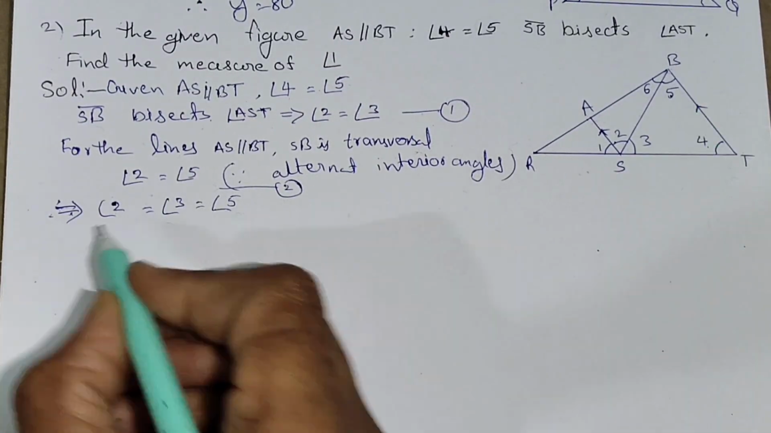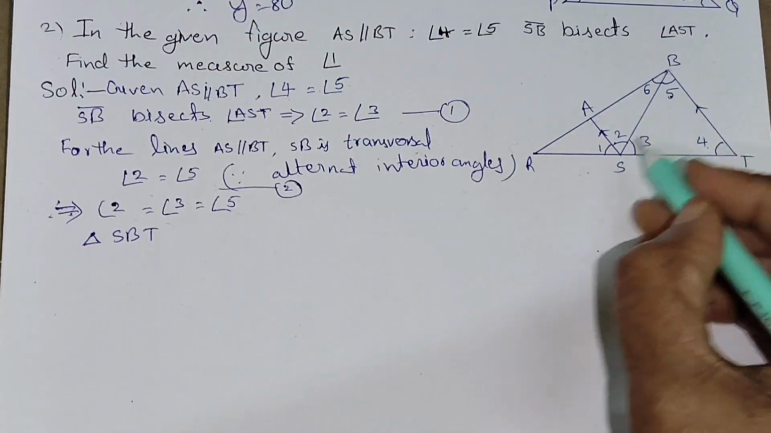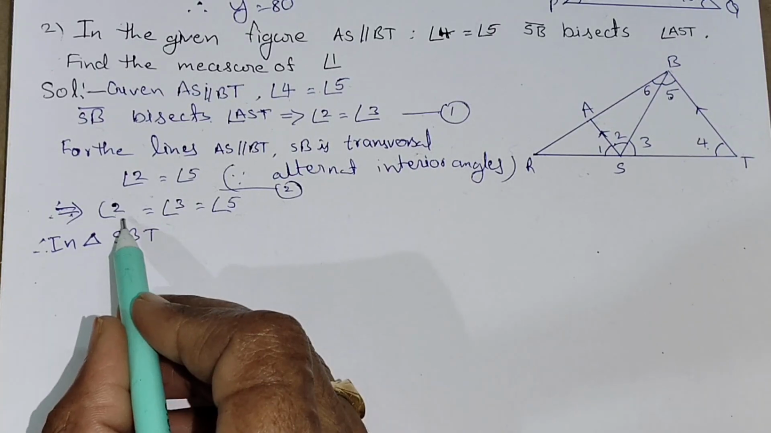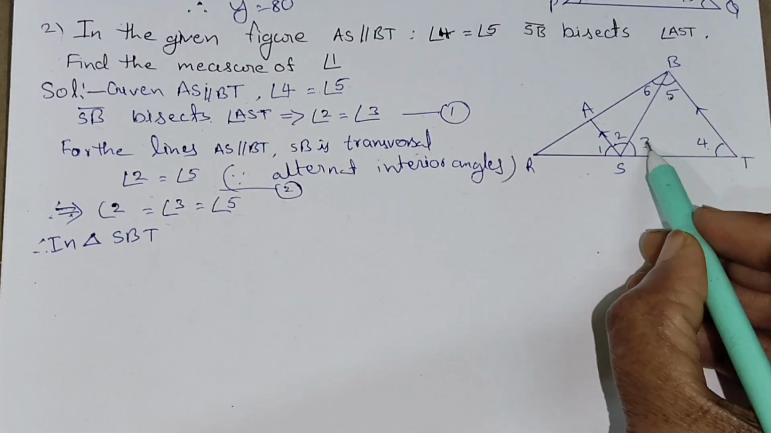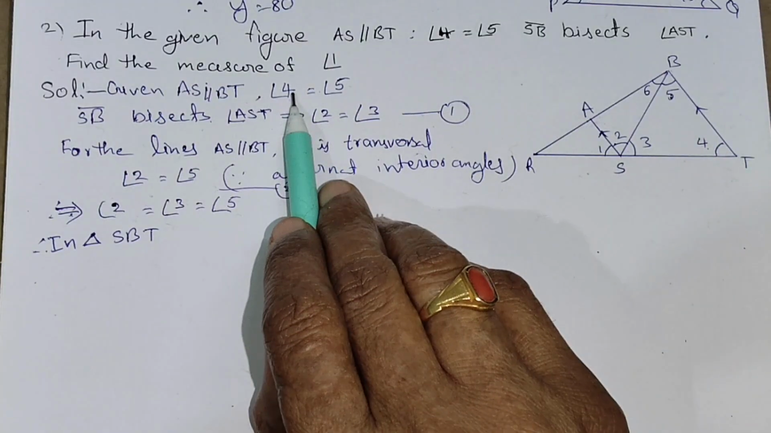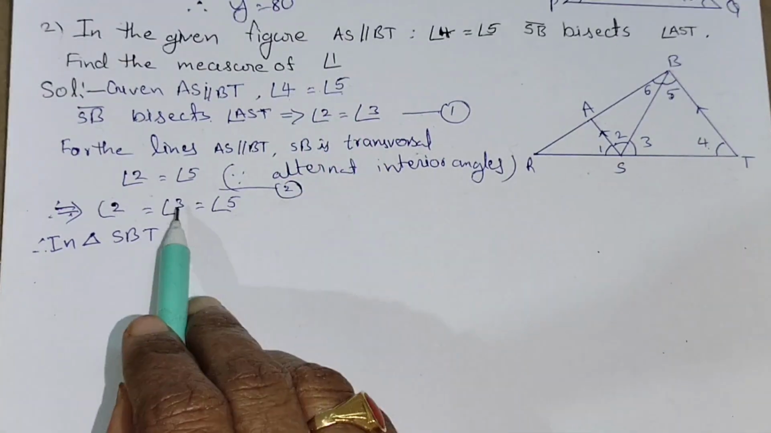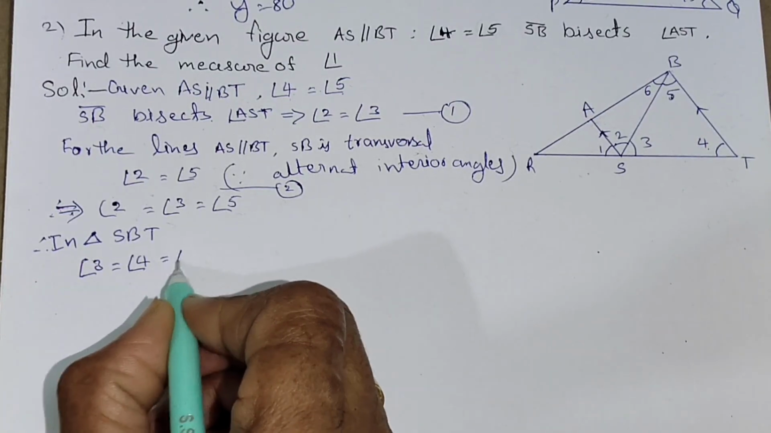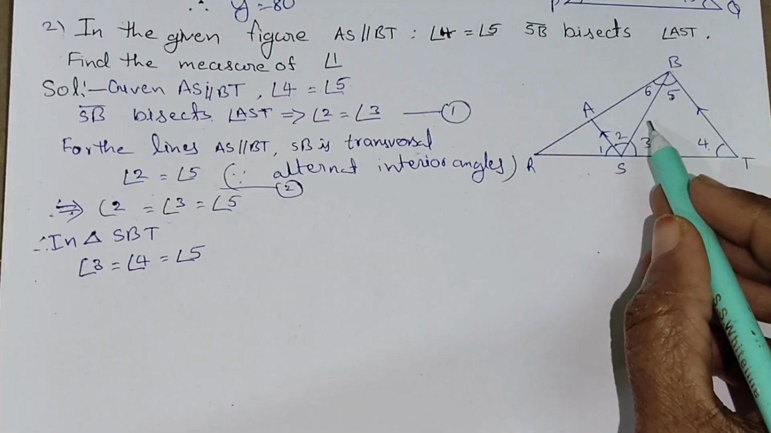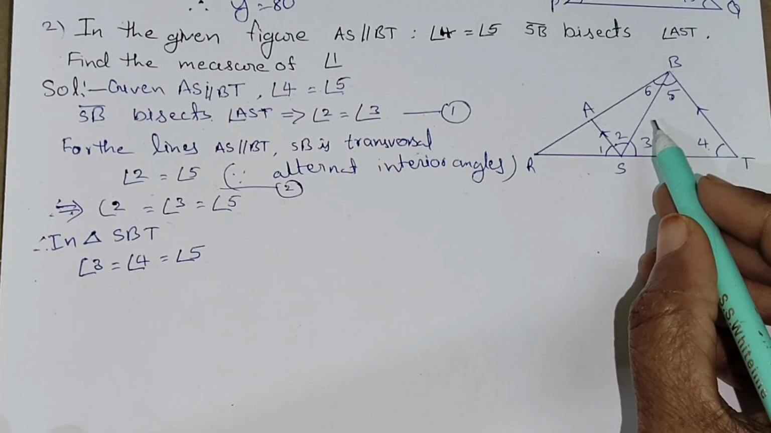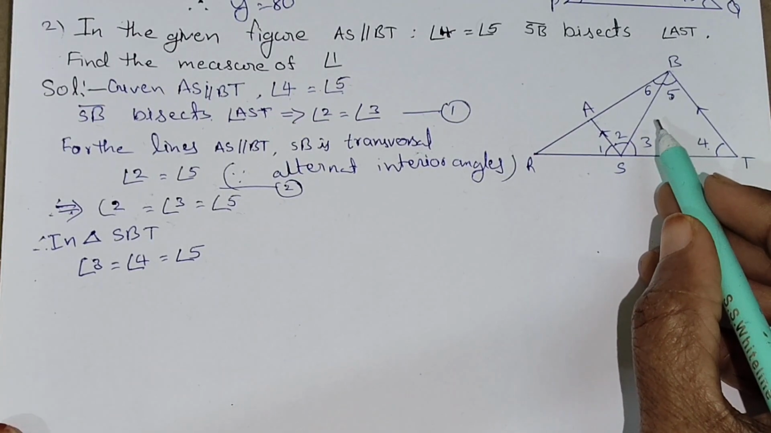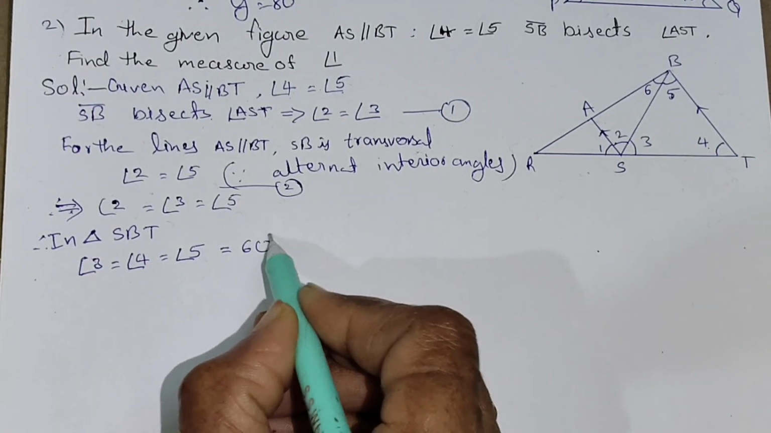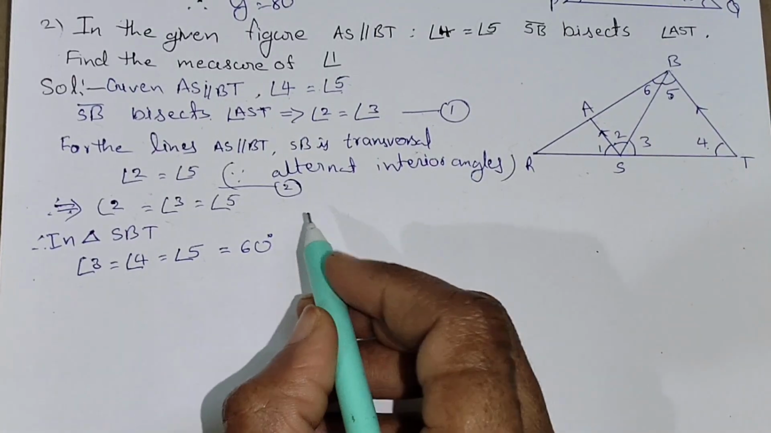Now we take triangle SBT. In triangle SBT, angle 3 equals angle 5 and angle 4 equals angle 5, which means angle 3 equals angle 4 equals angle 5. These three angles are equal, which means this is an equilateral triangle, and each angle is 60 degrees.